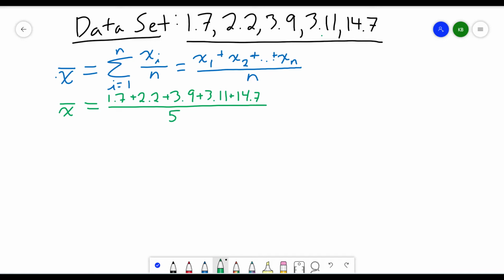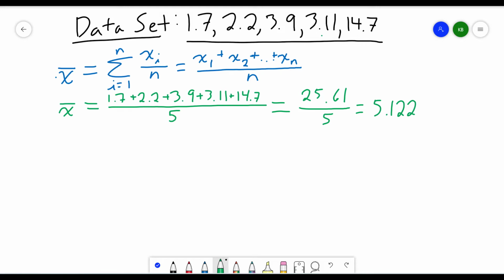And when I do that, I end up with, hopefully you're adding this up along with me, checking to make sure I don't make mistakes, 1.7 plus 2.2 plus 3.9 plus 3.11 plus 14.7 gives us 25.61, all divided by 5, which gives us 5.122.